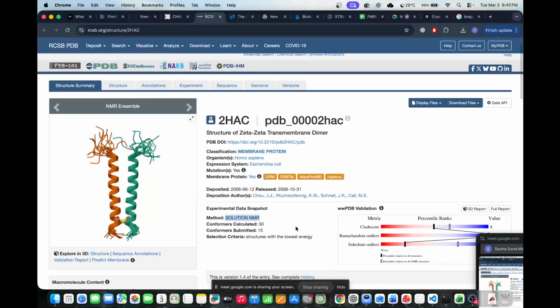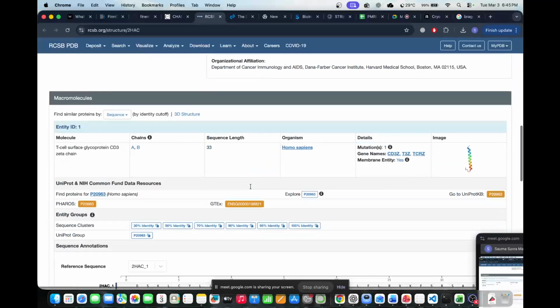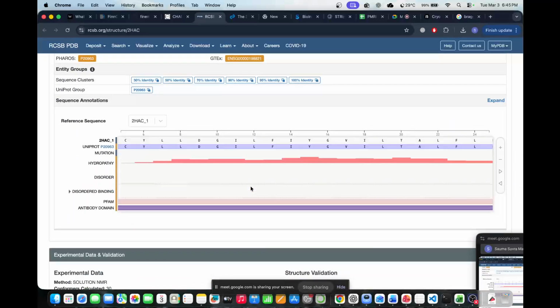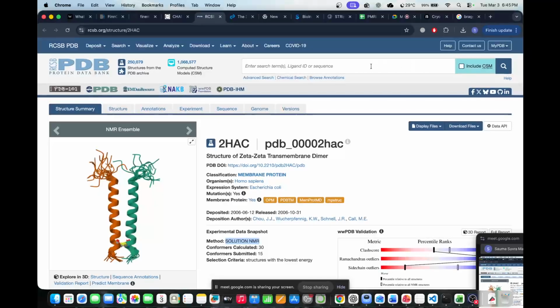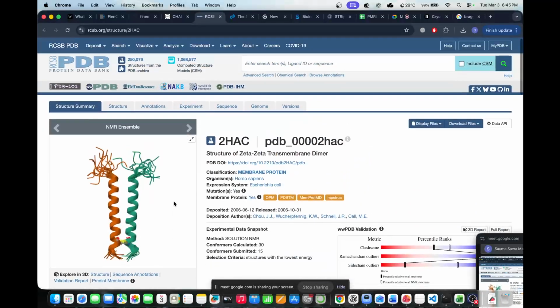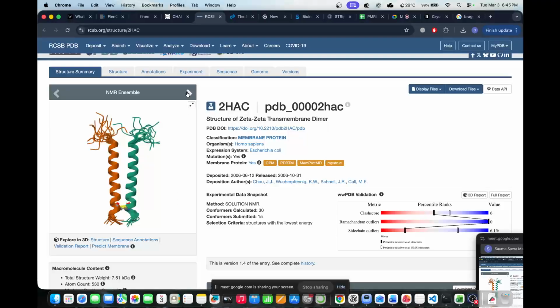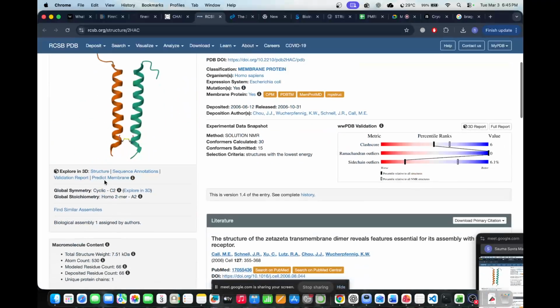So this is the structure of this particular protein. The ID is 2HSC, and it's a transmembrane protein, right? So this is generally how the page of PDB looks. You can just go and search any ID here, and it will take you to this page. You can try to see the structure in 3D as well. Say, for example, you can click on this.